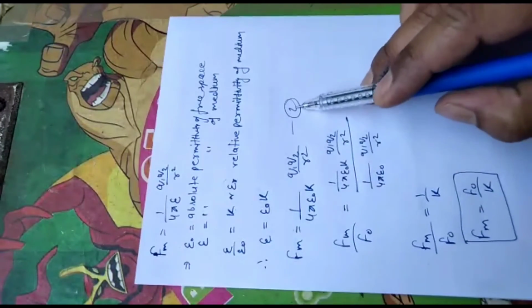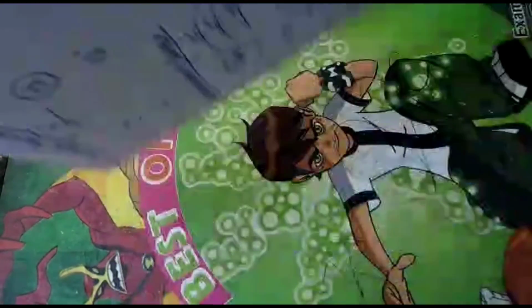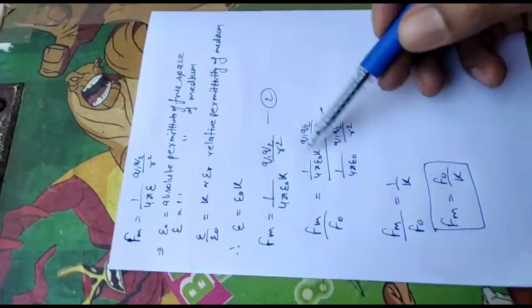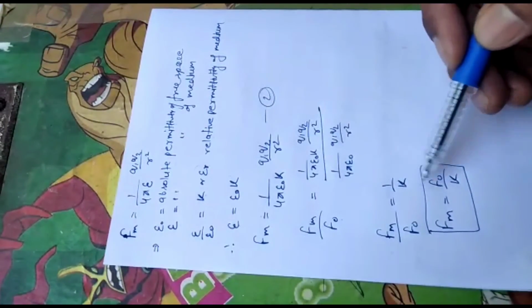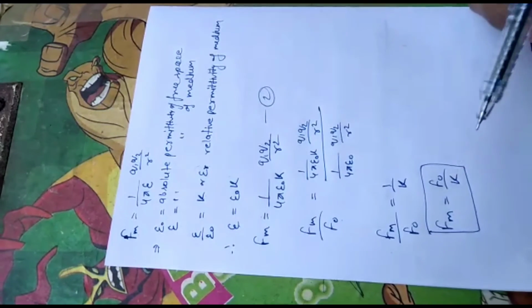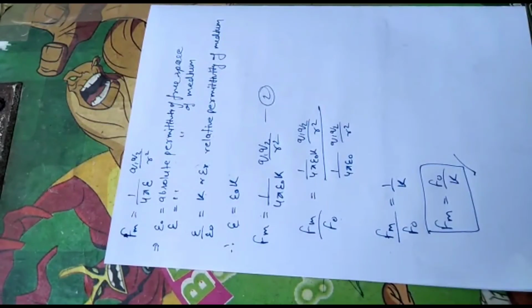Now if we divide equation number 2 by equation number 1, we will get F medium upon F naught is equal to this. On removing these, we will get this. Now if you transfer this one, you will get this. So this one is here. We have got Coulomb's law.